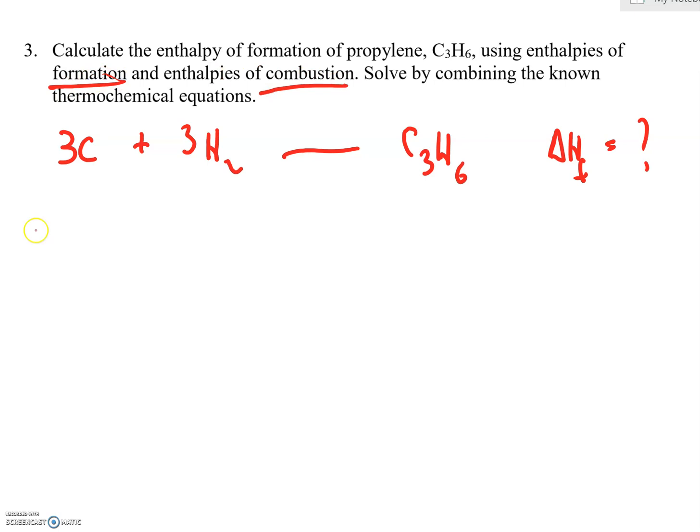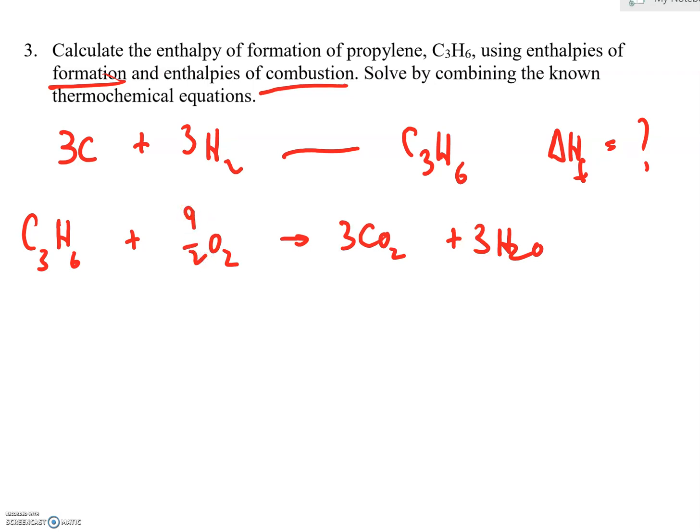So let's get a combustion equation for this C3H6. And when we burn it, we're going to combine it with oxygen. Our products are going to be carbon dioxide and water. Let's balance this. And that will mean we need 9 halves of an O2.